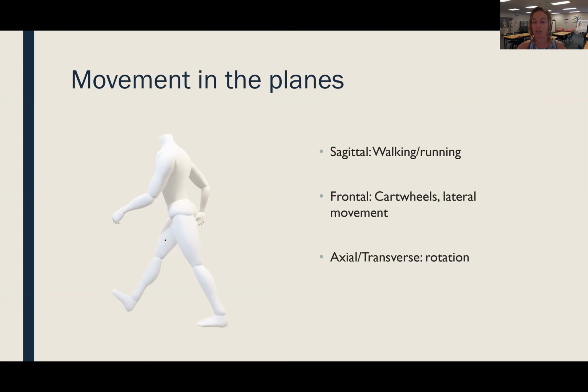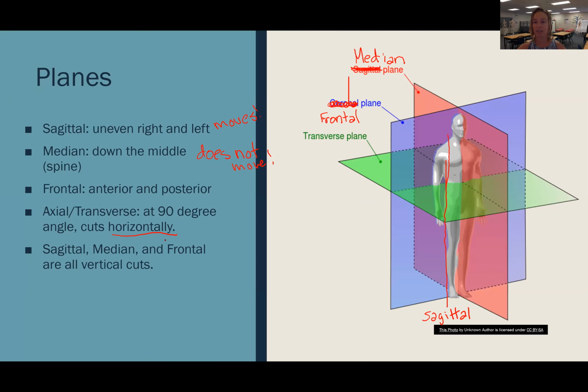Axial and transverse rotation, because it is a horizontal line, anything with a twisting movement is going to be happening in that transverse plane. So more of our athletic movements are quick, fast, turning directions, changing movements. Those happen in transverse plane.